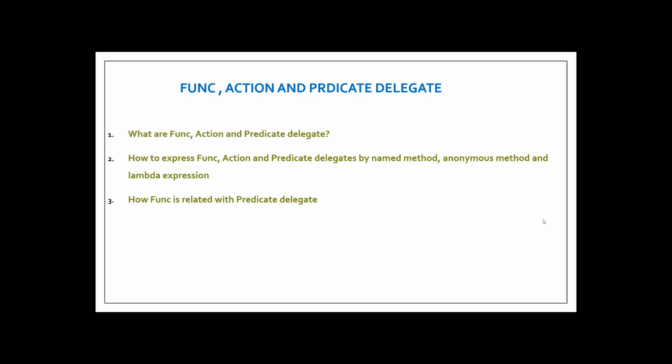Number one is what are Func, Action, and Predicate delegate. Number two is how to express Func, Action, and Predicate delegates by named method, anonymous method, and by Lambda expression. Number three is how Func is related with Predicate delegate. We'll try to explain this by concept and by some code. In the next video, I will try to demonstrate some real-life examples of Func, Action, and Predicate delegate.